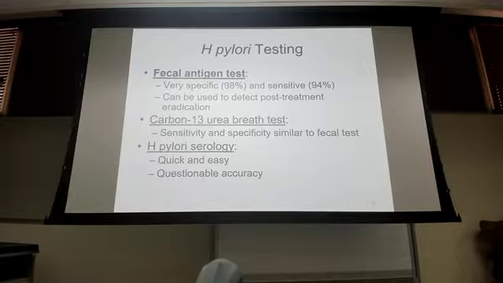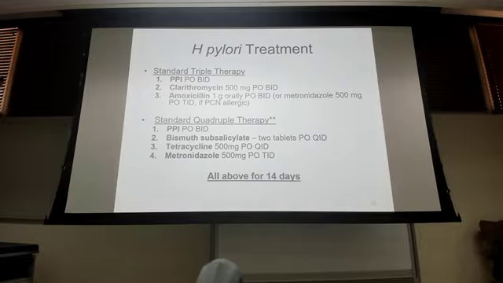How long do we treat for H. pylori? Two weeks, 14 days. That's a board favorite question. With triple or quadruple therapy, and there they are. You should remember them from last semester.